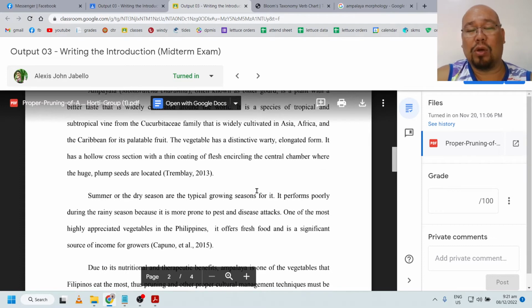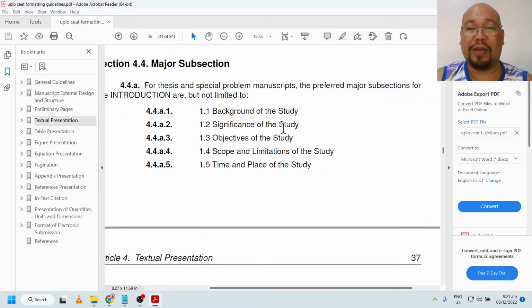And then probably you talk about the significance of the study. In the significance of the study, you answer the question of why you are conducting this particular study. Background of the study is where you introduce your topic to your reader. Like, ampalaya is this and that. In the Philippines, it is an economically important crop. How many metric tons are harvested in a year. Generally, it's produced in Baguio and so on. That's the background of the study. It's important because it is rich in nutrients.